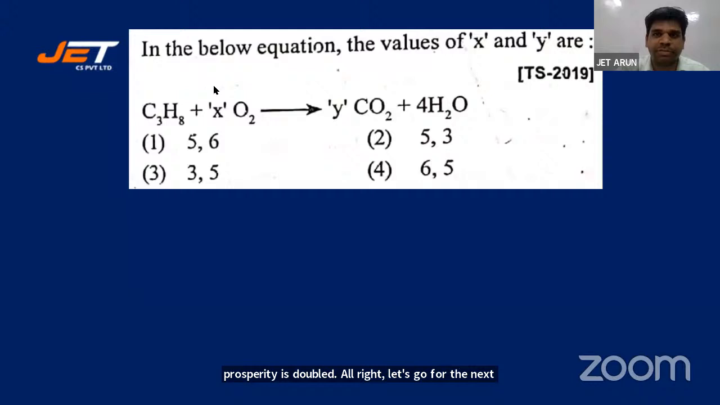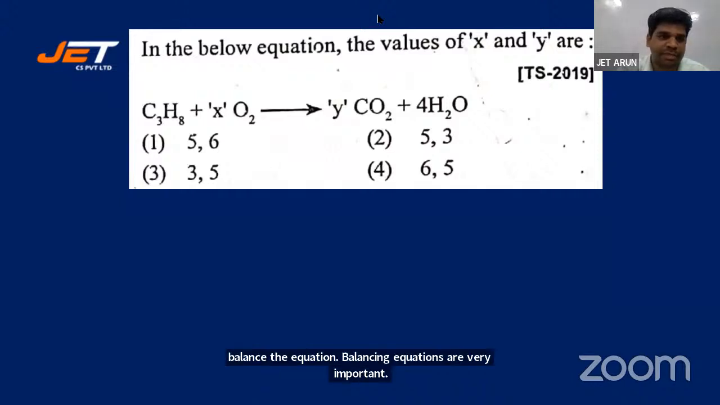In the below equation, the values of x and y are, again, balancing of equation, students. Propane plus oxygen gives rise to carbon dioxide plus water. So you have to find out x and y. That means you have to balance the equation. Balancing equations are very important, I told you, and telling you again and again.